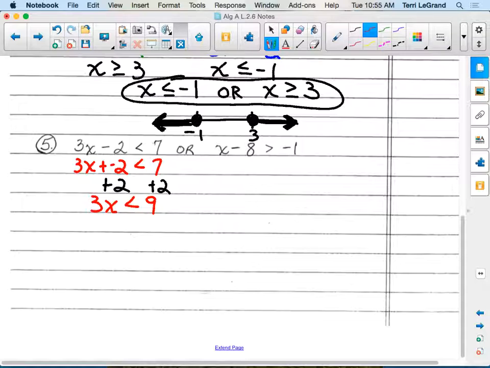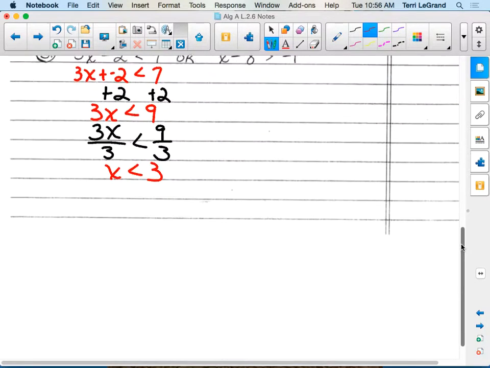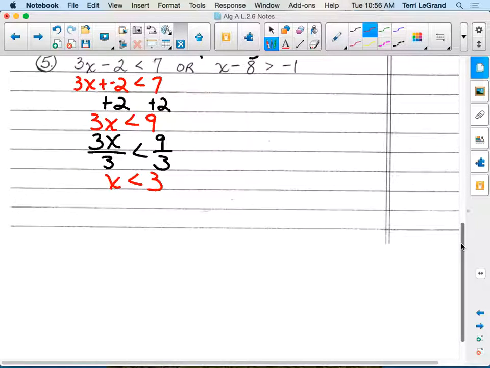Seth, what's our next move going to be? Okay, divide both sides by 3. Thank you for saying that properly. And we have x is less than 3. Do we have to switch our symbol? No? Okay. Every time we multiply or divide, hopefully we're taking the time to ask ourselves that question. Okay, there's our solution for that part of the compound inequality. Now we have to solve our other one. What are we going to do?